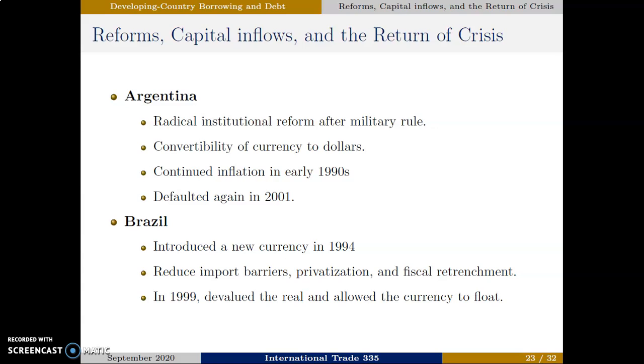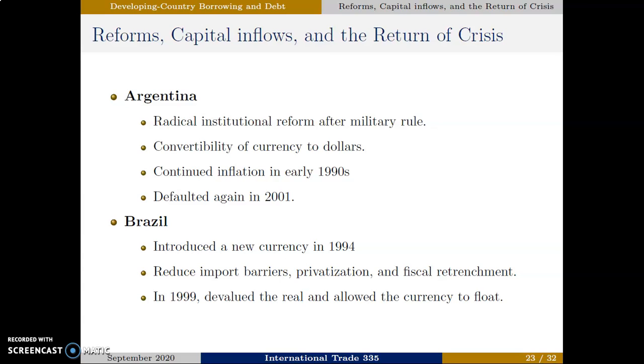Let us look at some specific experiences of Latin American countries. First, Argentina went through radical institutional reform after military rule. One of these reforms was to make the currency convertible to the dollar, a way of fixing the exchange rate. While this helped, it continued to experience inflation in the early 1990s. This ultimately led Argentina to default on its debt in 2001.